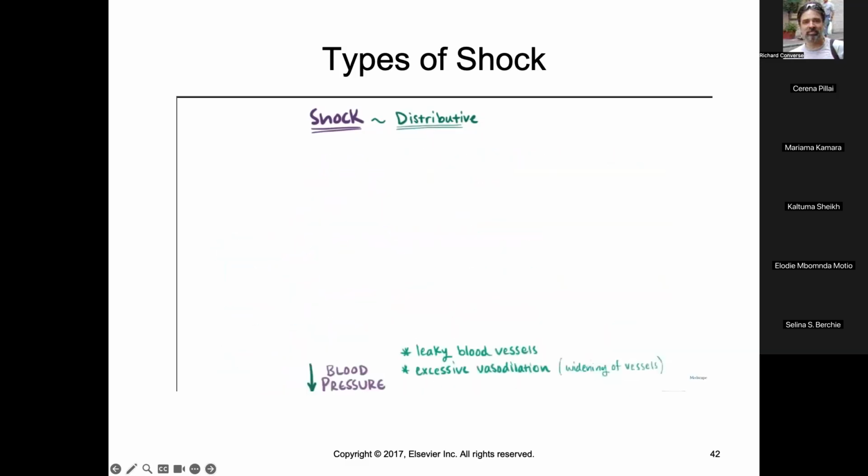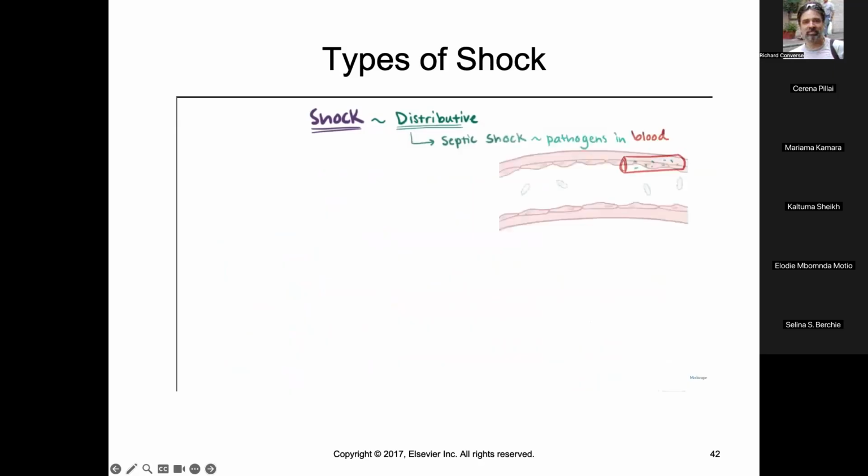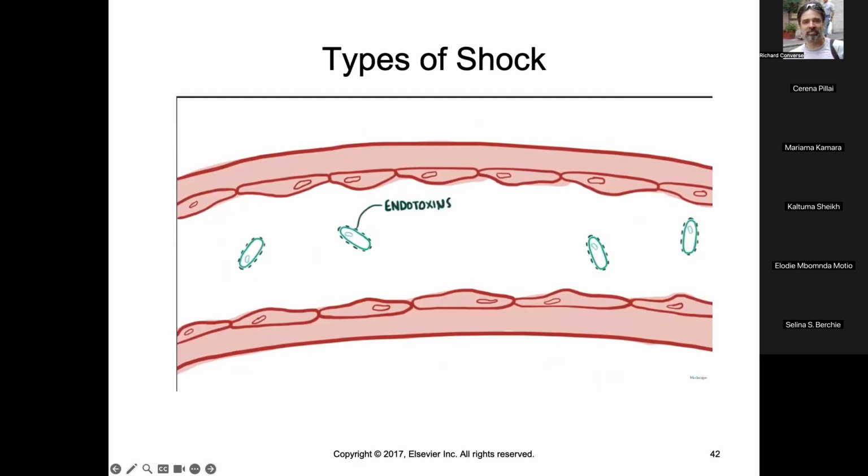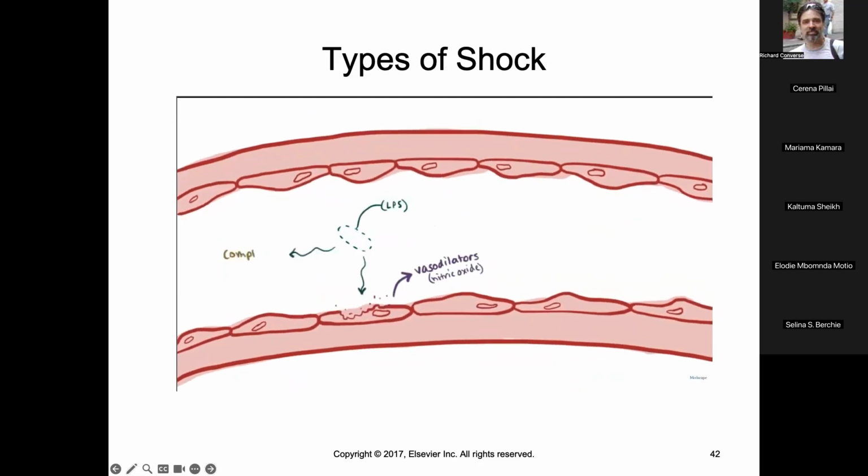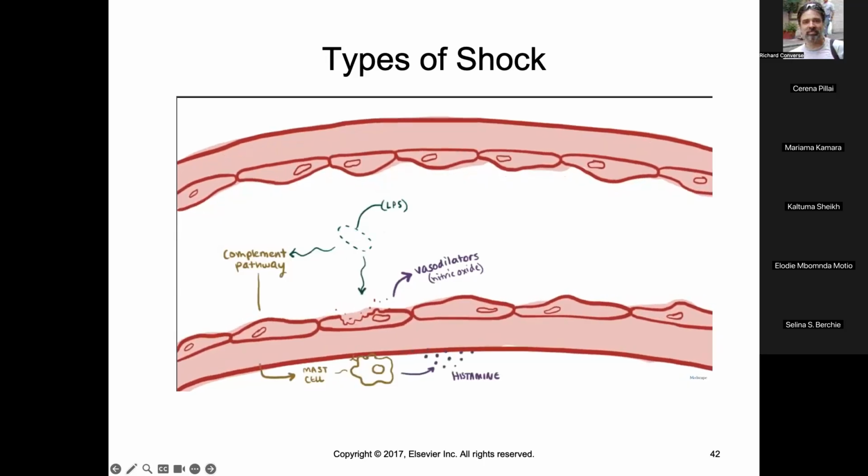Now, the most common type of distributive shock is septic shock from pathogens in the blood. What happens with septic shock is endotoxins, these large, clunky lipopolysaccharide molecules, sometimes just called LPSs, found in the outer membrane of gram-negative bacteria, cause a crazy cascade of events that ultimately leads to lowered perfusion. First, these guys directly damage endothelial cells and cause them to release vasodilators like nitric oxide. They also activate the complement pathway in the blood, which stimulates mast cell release of histamine, another vasodilator.